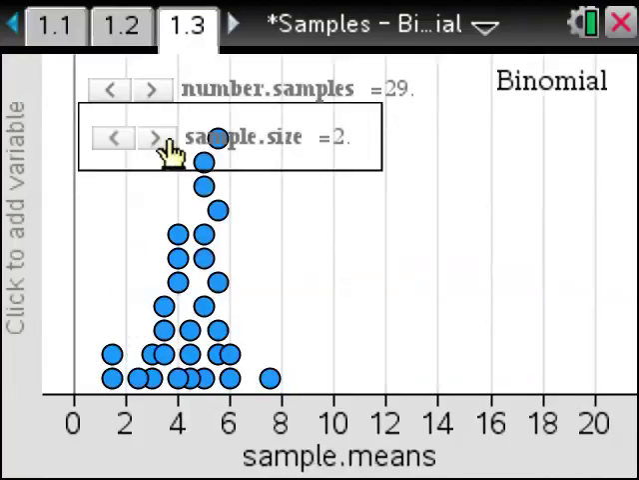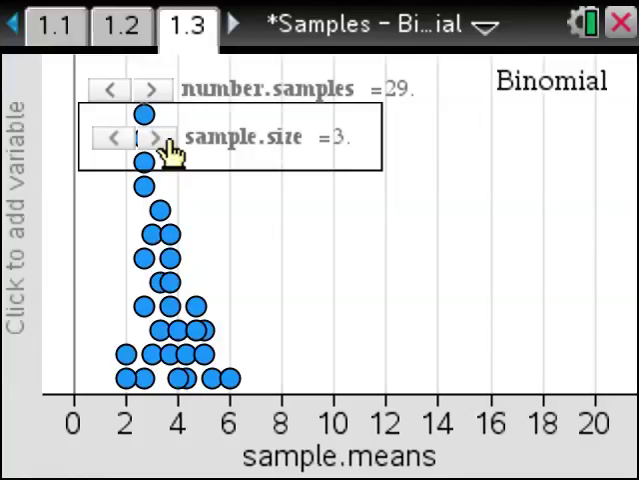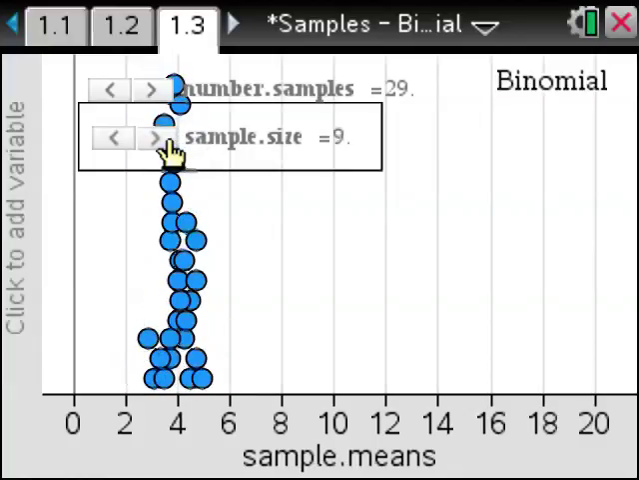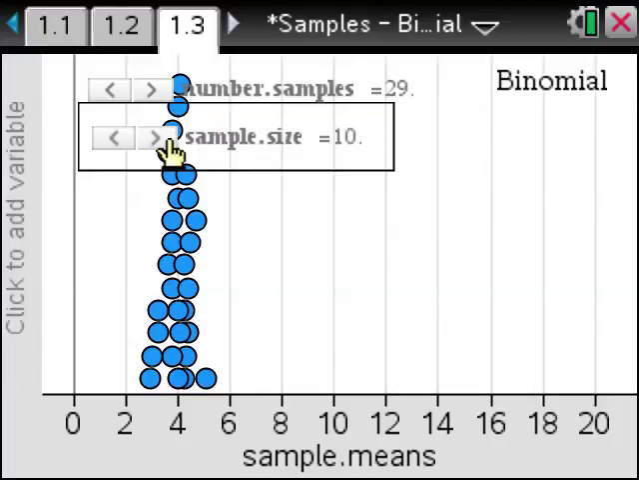But if I now go for a sample of size 2, each of these dots represents a calculation from having taken 2 values from a binomial distribution and working out the mean of them. If I go again to 3 or 4 or 5 or 6, or indeed all the way up to about 10, each of these dots is now representing 10 individual values from that original binomial parent distribution, working out the mean of those 10 values and then plotting that mean.